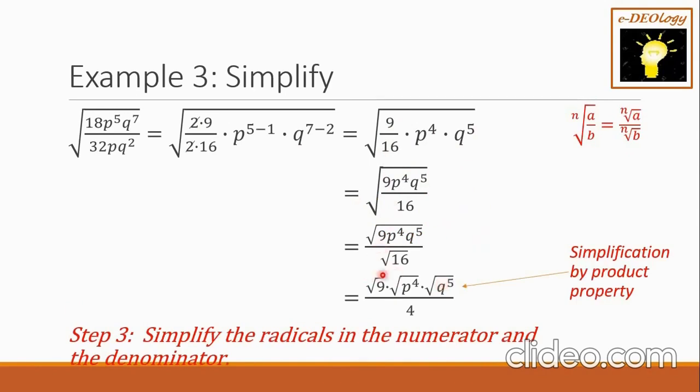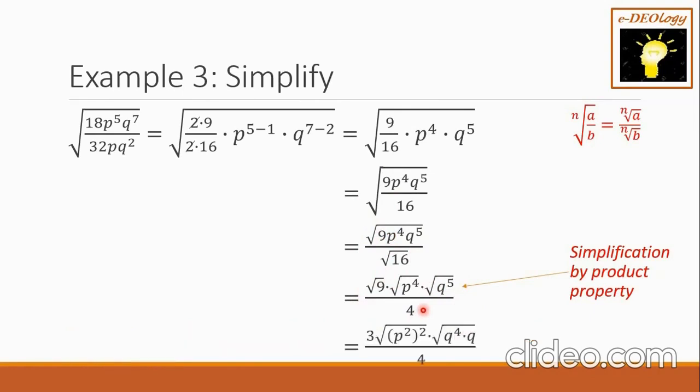The next is, in the numerator, we're going to distribute the radical to each of the factors here. So you see we have the square root of 9 times the square root of p raised to 4 times the square root of q raised to 5 all over 4. So the square root of 16 is now simplified into the number 4. The next is, we're going to simplify further the numerator. The square root of 9 can now be simplified into number 3.